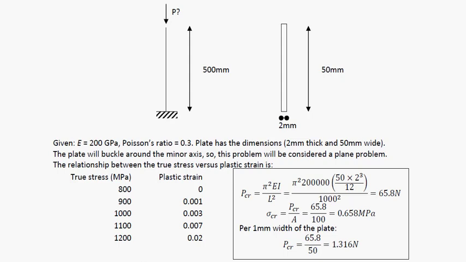yield. And because we know how this will buckle, I will consider this as a two-dimensional problem, and I will consider the unit width of the plate, and in this particular case the critical load for a unit width is 1.316 Newton.